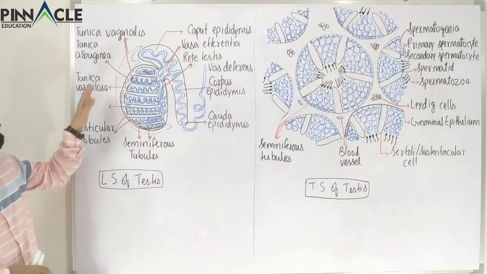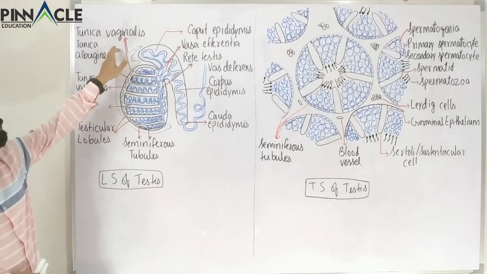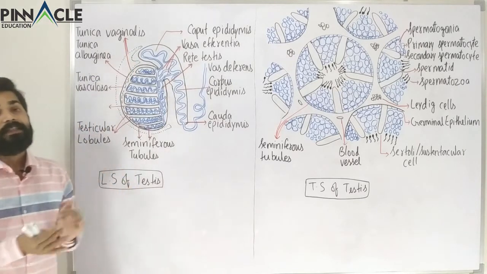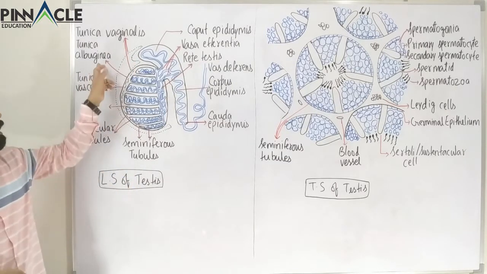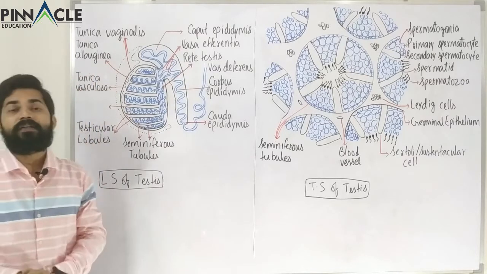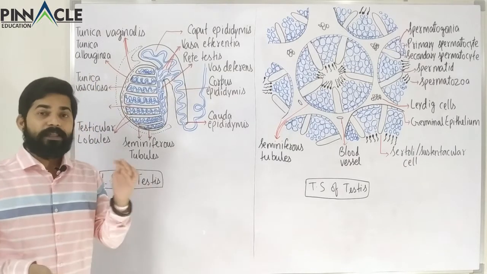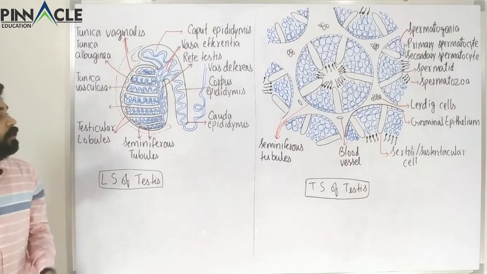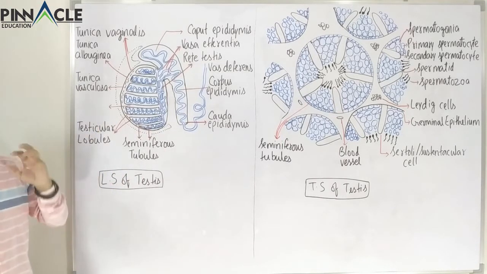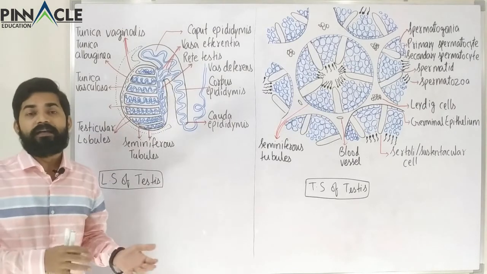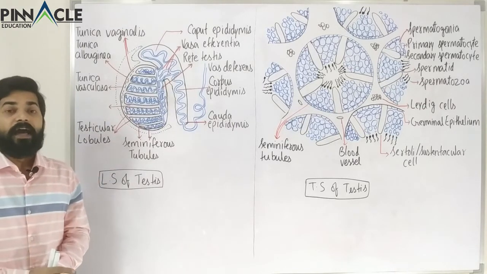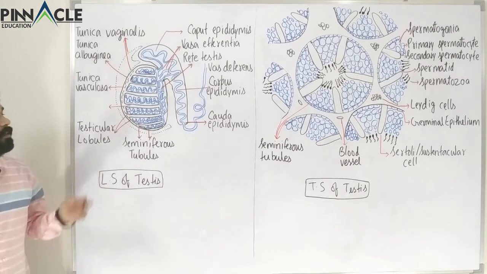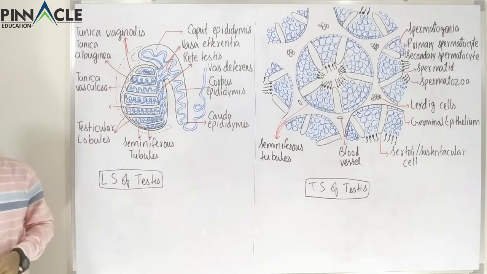First of all, these three are the coverings. The tunica vaginalis is the outermost covering of the testis, and just inside is the tunica albuginea. This is a fibrous coating of the testis, and beneath that layer is the tunica vasculosa. This layer is composed of blood vessels like arteries, veins and capillaries, and along with it a few connective tissues are also present in the tunica vasculosa.